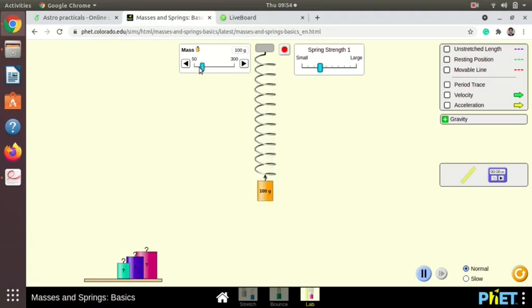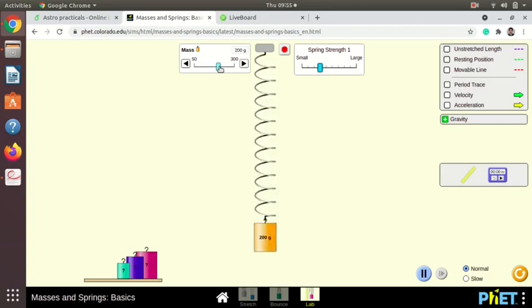You can change the mass here. Suppose now it is 100, let's take 50. Now you can see the oscillation period has changed. If I take 80, 100, you can notice that the oscillation period is changing. For a larger mass, the oscillation period seems to be different than for the lower masses. So we have to find out the period.